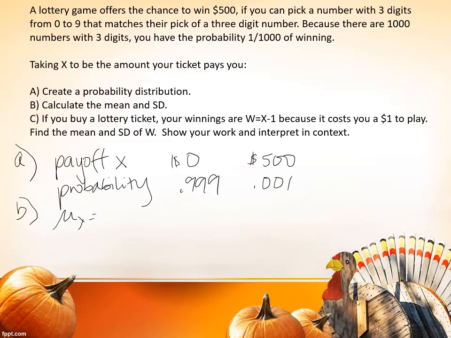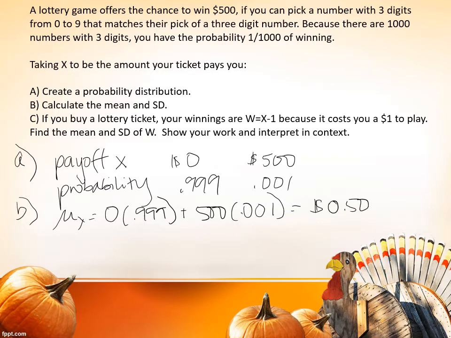So to do the mean here, I have 0 times 0.999 plus 500 times 0.001. And when I do that math, I get 50 cents. Okay, that is my payoff. Now the next part I need to do is the standard deviation. Same as before, I can calculate the variance and then take the square root.